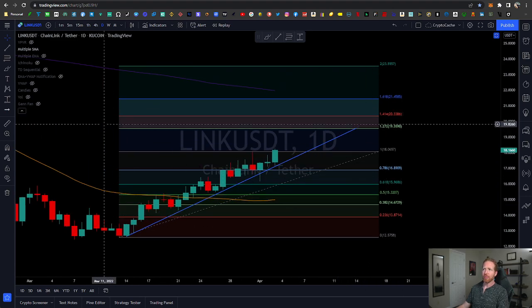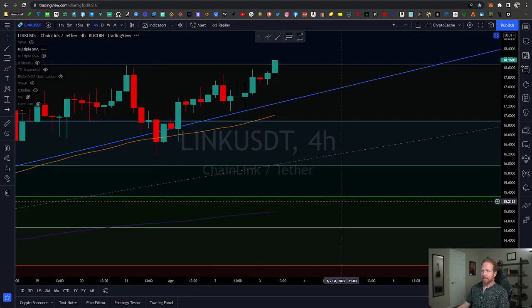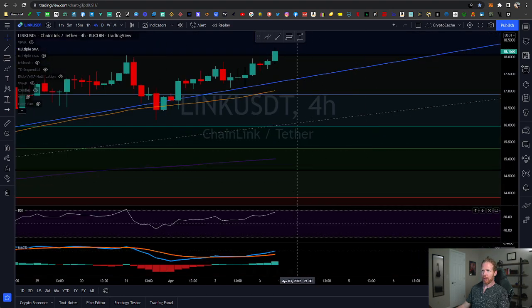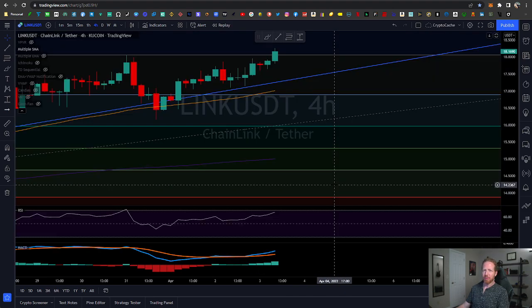Anyways, Chainlink is looking very good in that sense. RSI, once again, very good. Taking a look at the 4 hour, let's quickly identify here as well. Obviously, we had a convergence here on the MACD where it kind of bounced. That just reaffirms the fact that the bulls are still in control. That's really all it's telling us.